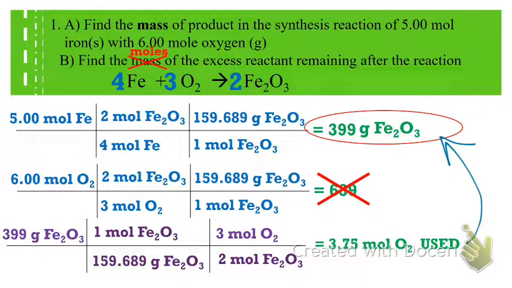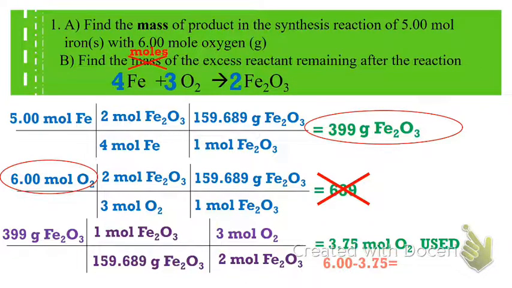Oh, look at that. Okay, well, that's gone. So this is how much oxygen got used, and over here, that's 6 moles of oxygen is what we were given to start with. And so I'm going to do a real quick subtraction and take how much I started with minus how much I used. So 6 minus 3.75 tells me that I have 2.25 moles left over, 2.25 moles of oxygen excess. So that is my answer to part B.